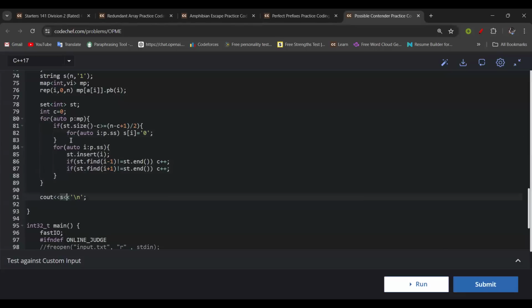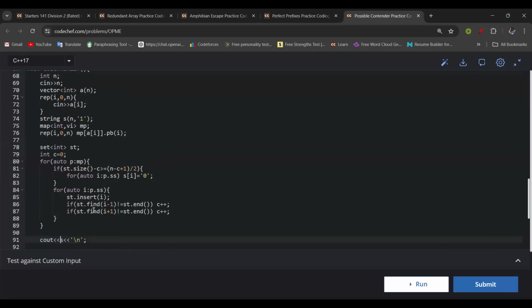So in the else, I didn't write SI equal to 1 because I had already initialized SI to 1. So whenever we got a node, we just replace that node. Okay, so I hope it is clear now.